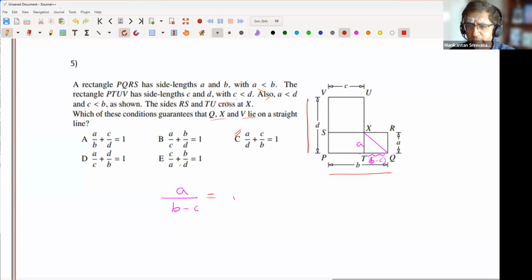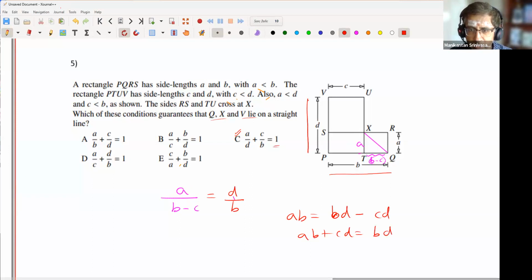Okay. So this should match D upon B. Oh, as simple as that. Okay. So AB equal to BD minus CD. So let's write AB plus CD equal to BD. Since he has everything as equal to 1, that's a hint that I have to divide throughout by BD. And then it becomes A by D plus C by B equal to 1. Yes, indeed. Yeah.